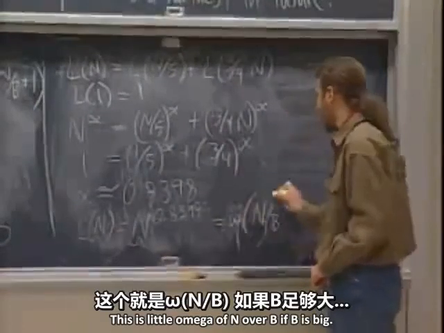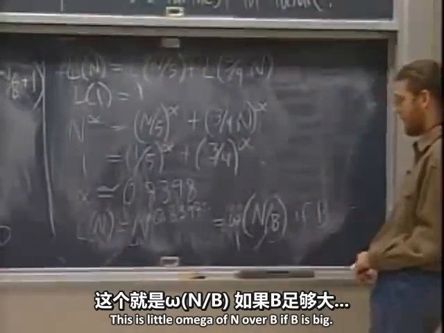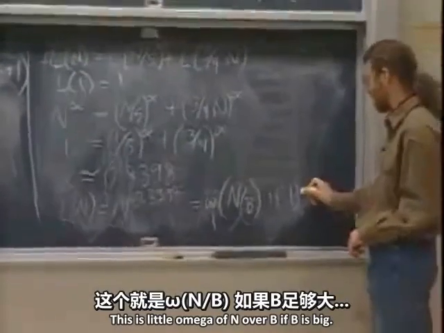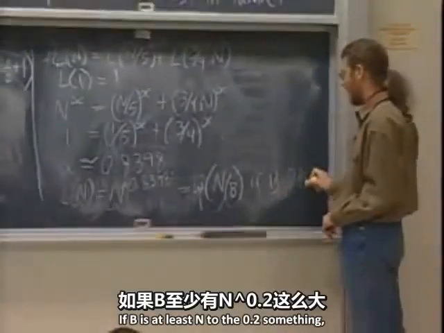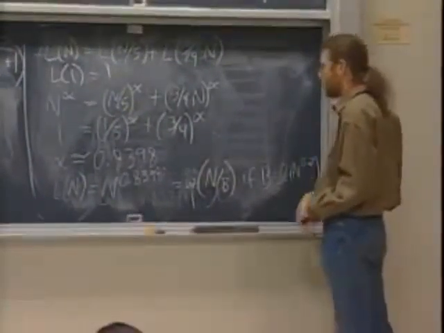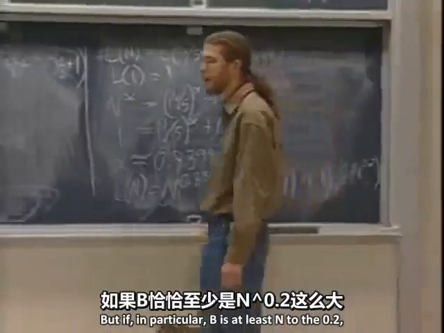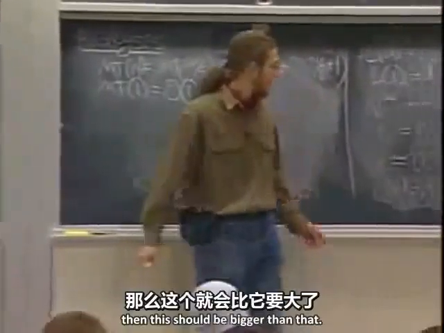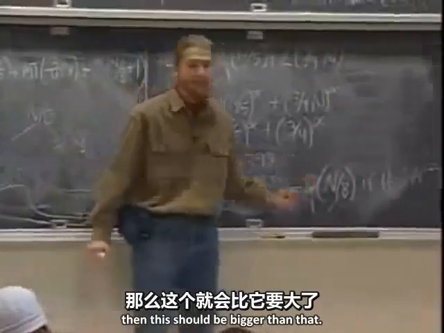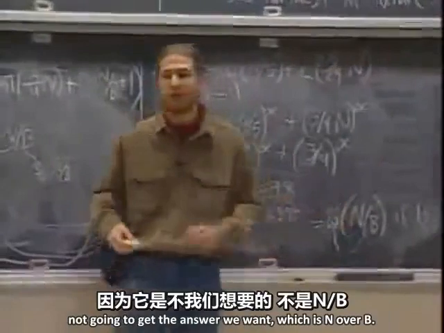This is little omega of n over b if b is big. If b is at least n to the 0.2 something, or 1/7 something. But in particular, if b is at least n to the 0.2, then this should be bigger than that. So this is a bad analysis, because we're not going to get the answer we want, which is n over b.